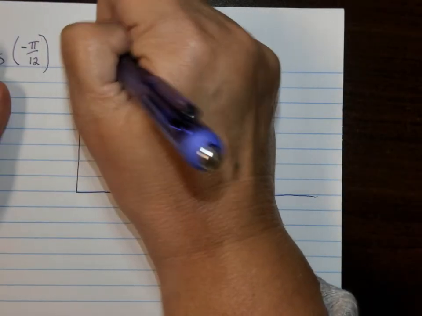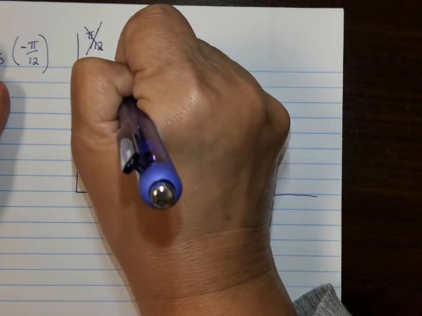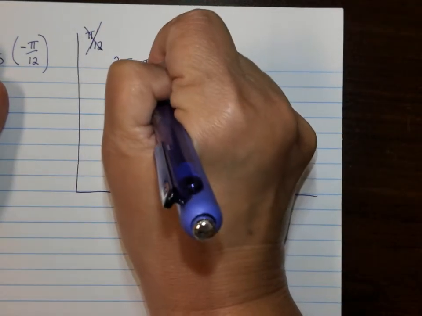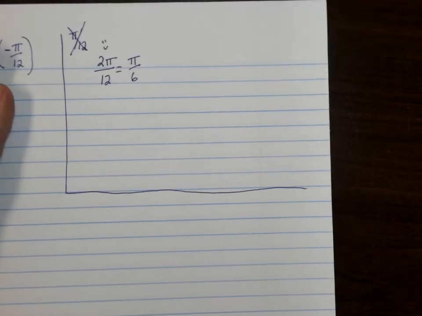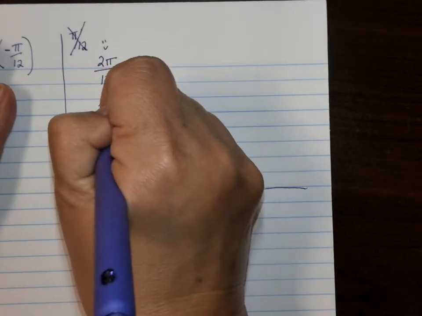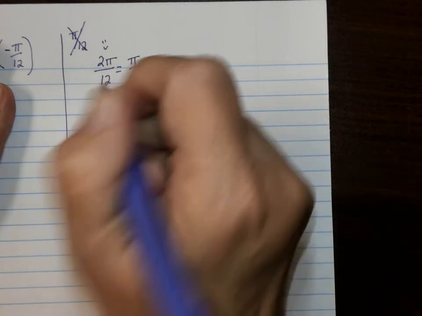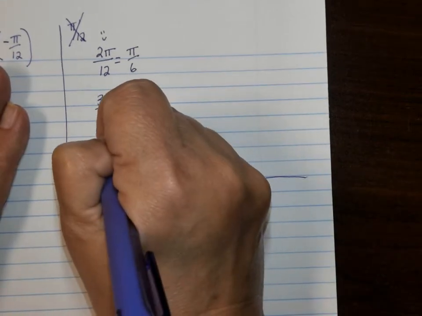Is pi over 12 on your unit circle? No, that's not going to help you. What do you get when you simplify 2 pi over 12? 1 pi over 6. Pi over 6. Is pi over 6 on your unit circle? Yes, so this one is going to make you happy. All right, what about 3 pi over 12? What does that simplify to? Pi over 4, right? Is pi over 4 on your unit circle? Yes, happy number.